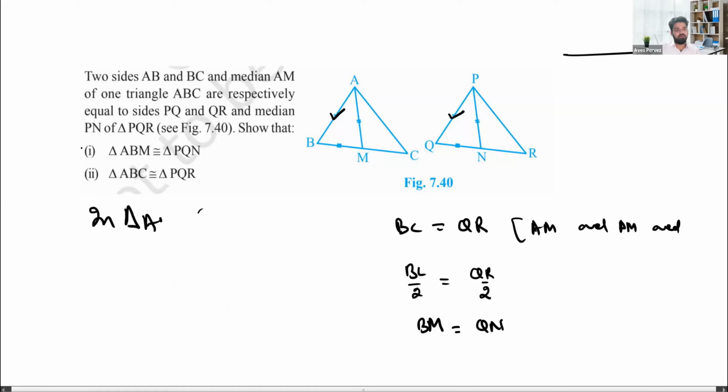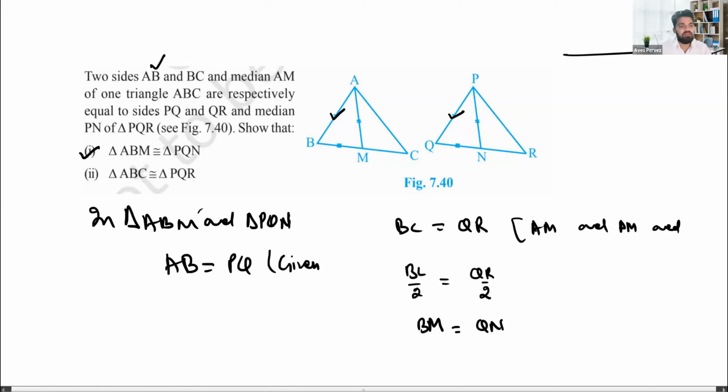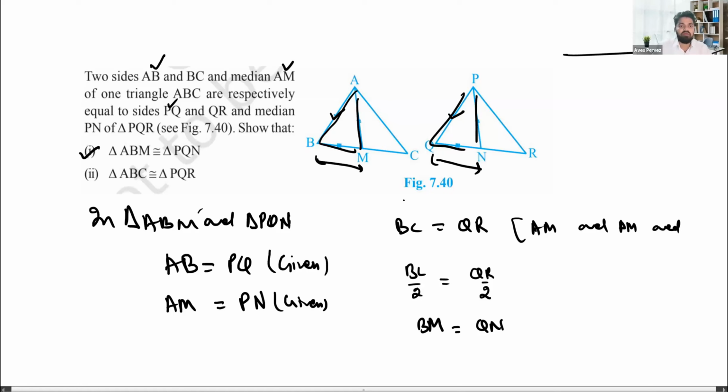You will write: in triangle ABM and triangle PQN, AB is equal to PQ. It is given in the question. And AM is equal to PN, it is also given. But for proving this triangle congruent to this triangle, you need BM equal to QN. But it is not given.